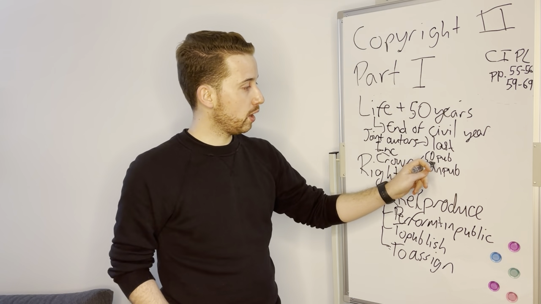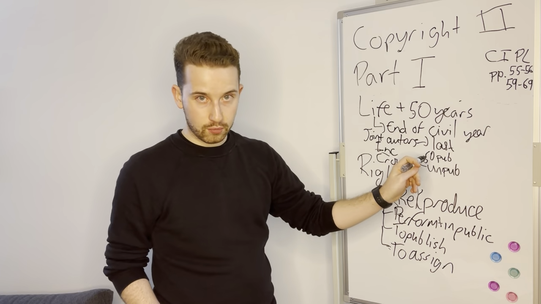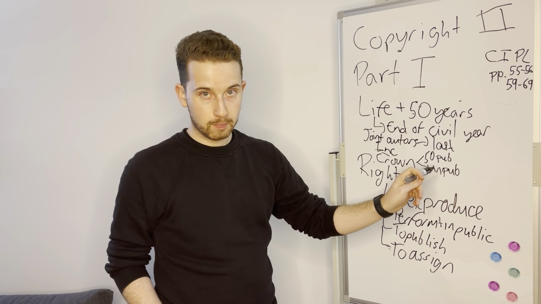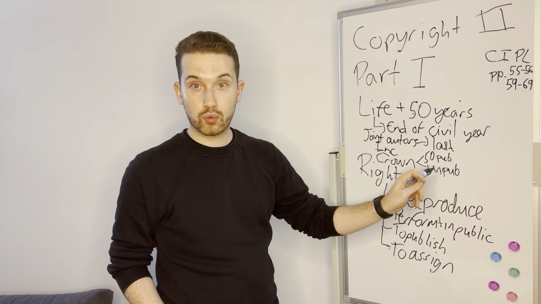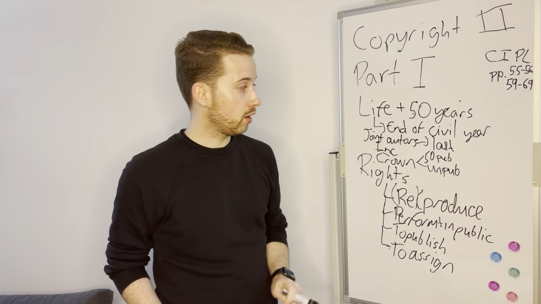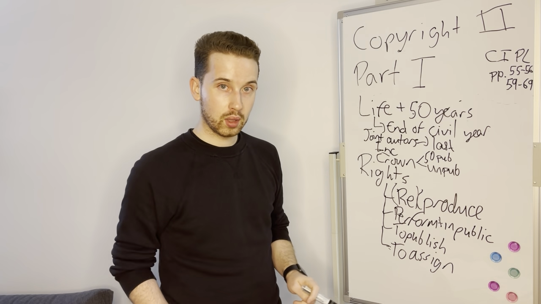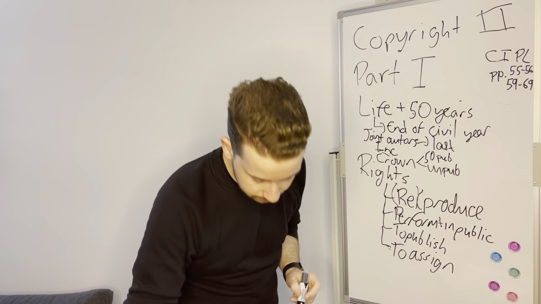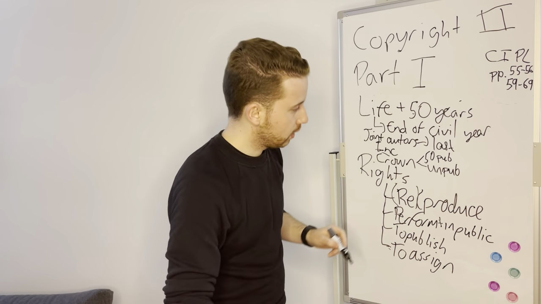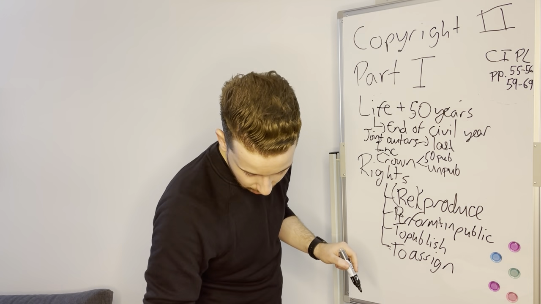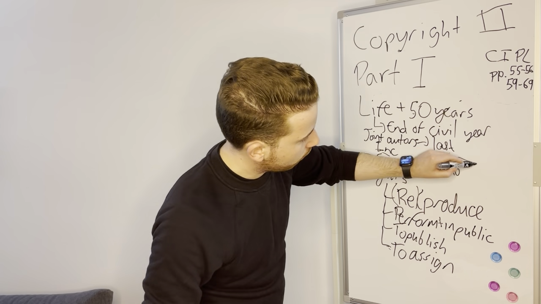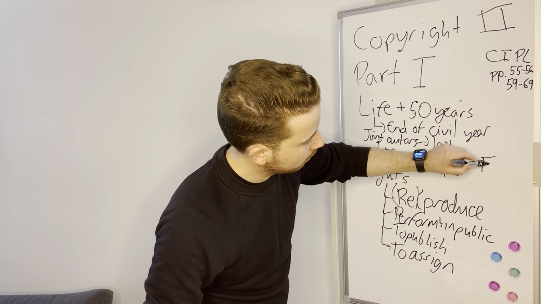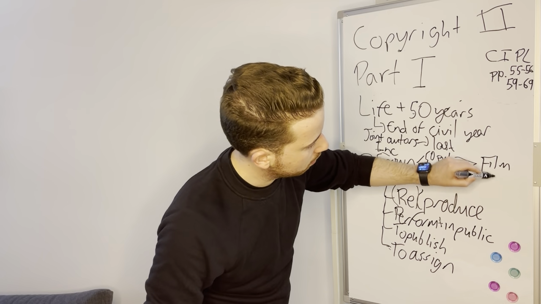If the work is published, 50 years from December 31st of the year it's published. Until it's published, it's forever. The copyright subsists forever, and when it's published, if it's published, the clock starts running. So there's a similar exception, right, that is different for, we'll call this film, but.